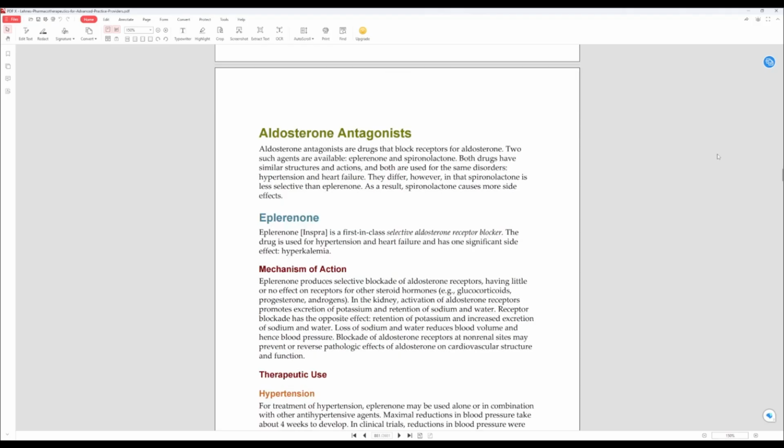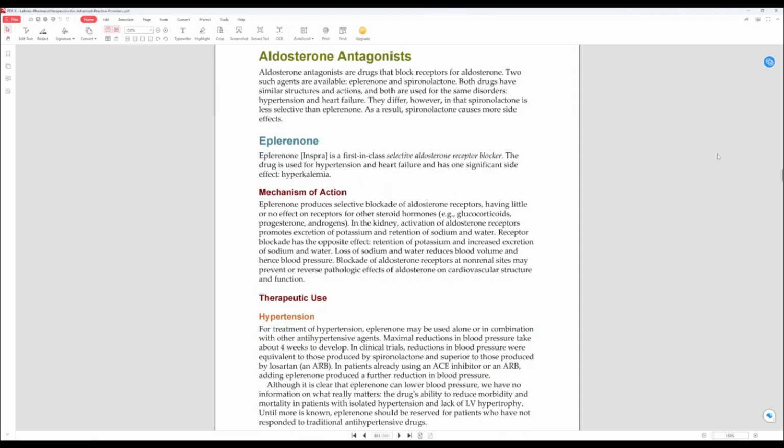Which brings us to the aldosterone antagonists. Aldosterone antagonists are drugs that block receptors for aldosterone. Two such agents are available, eplerenone and spironolactone. Both drugs have similar structures and actions, and both are used for the same disorders, hypertension and heart failure. They do differ, however, in that spironolactone is less selective than eplerenone. As a result, spironolactone causes more side effects.